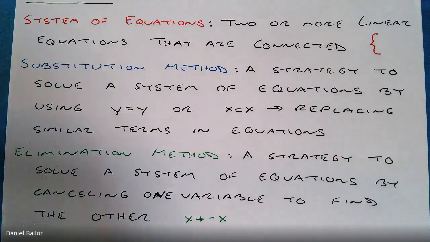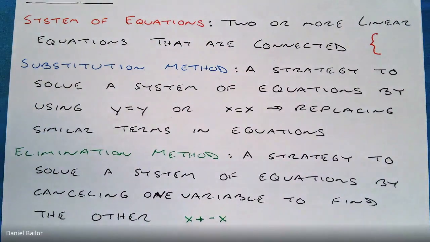Today we're going to learn this other way, the elimination method. The elimination method is another strategy to solve a system of equations by canceling one variable to find the other. We cancel out a variable, and that just leaves us with the variable we're looking for. So the way we cancel it out, I gave a little example right here. X plus negative x cancels into 0. And if we cancel out x, we keep y. And that's how we find y. And then we use the y to find the x.